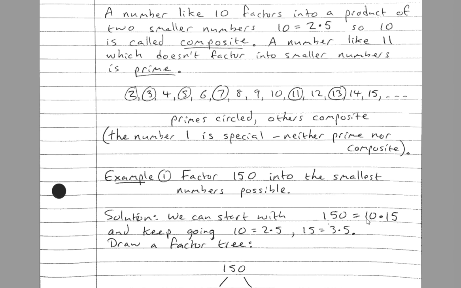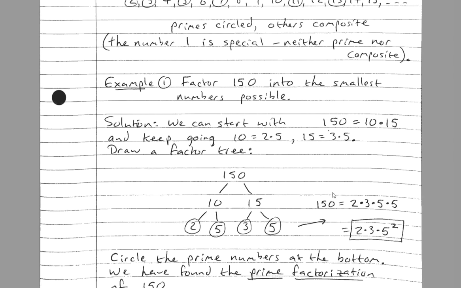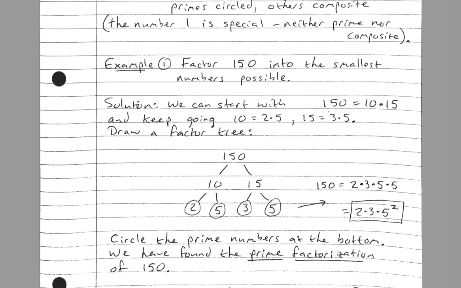So now we can break down 10. So 10 we saw already is 2 times 5. Also 15 is 3 times 5. So we can draw a diagram. So first 150 breaks into these two pieces, and then these break into smaller pieces.